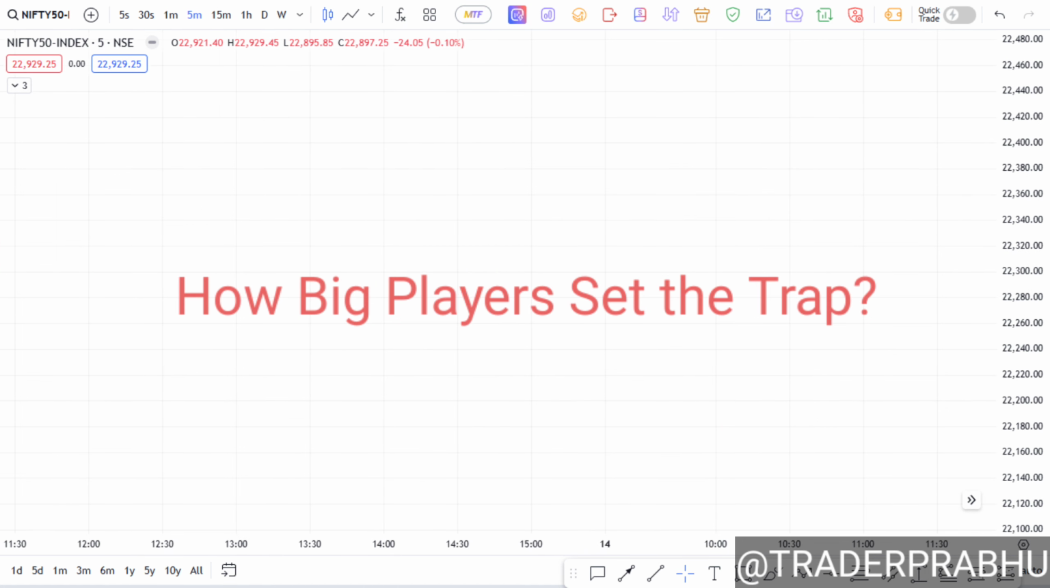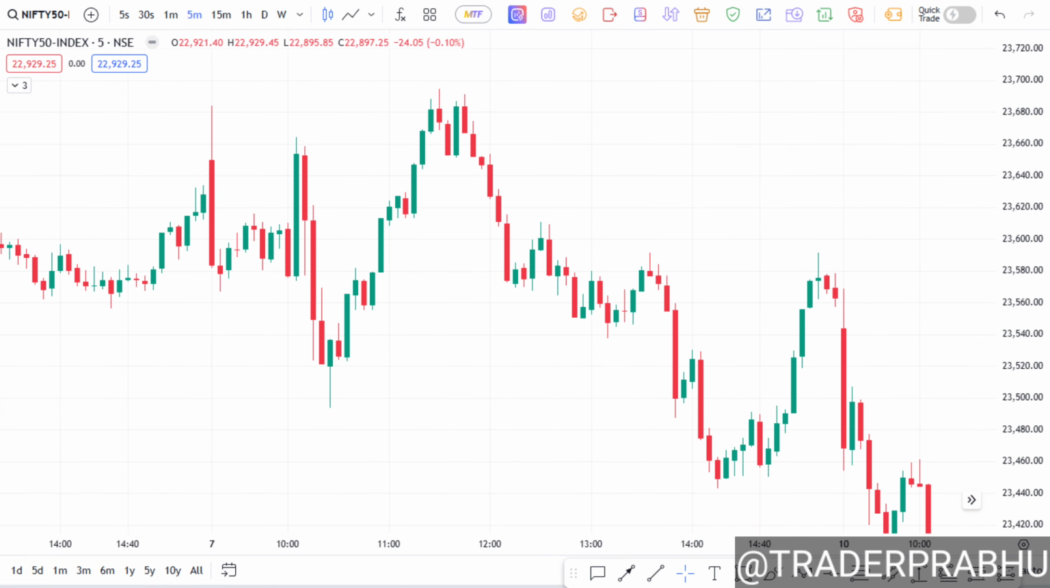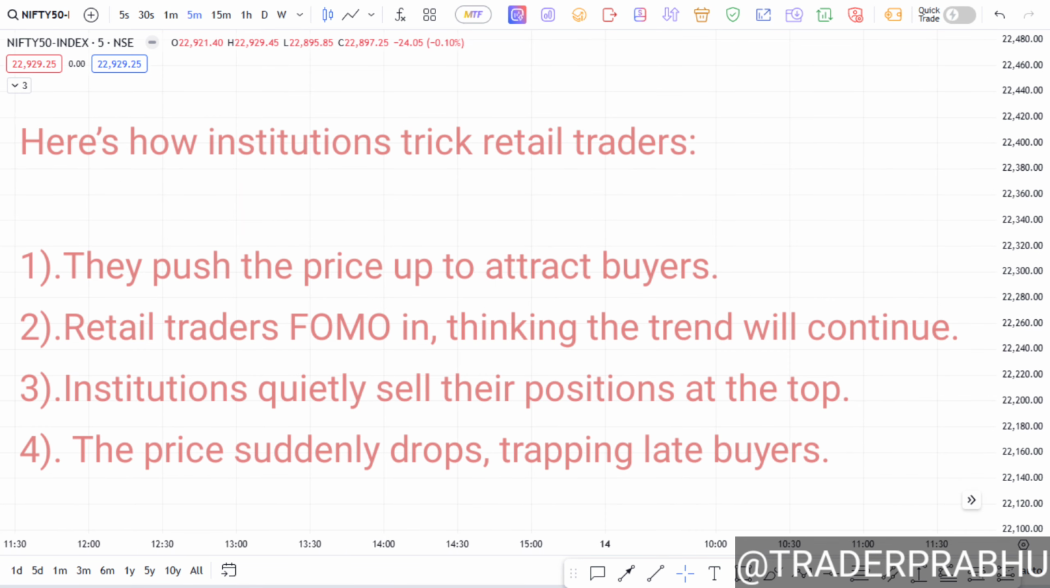How big players set the trap. Here is how institutions trick retail traders. They push the price up to attract buyers. Retail traders FOMO in, thinking the trend will continue. Institutions quietly sell their positions at the top. The price suddenly drops, trapping late buyers.